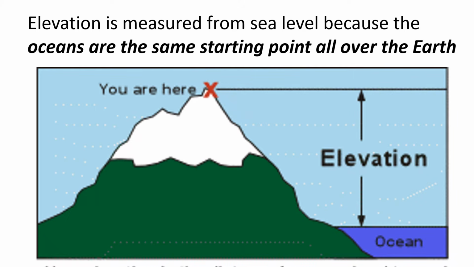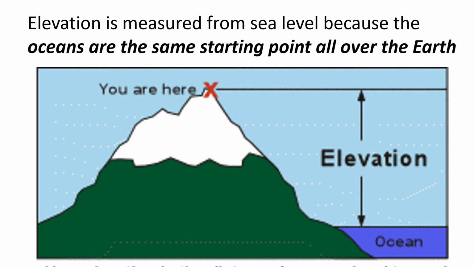Elevation has to be measured from some common point, and that common point is sea level, because the oceans are the same all over the planet. Water will even itself out and always have about the same elevation. Doesn't matter if you're on one side of the planet or the other. The ocean is going to be a nice, consistent level from which you can measure elevation. So it's a way that we can all describe elevation and we're all on the same page. We're all measuring from the same point.